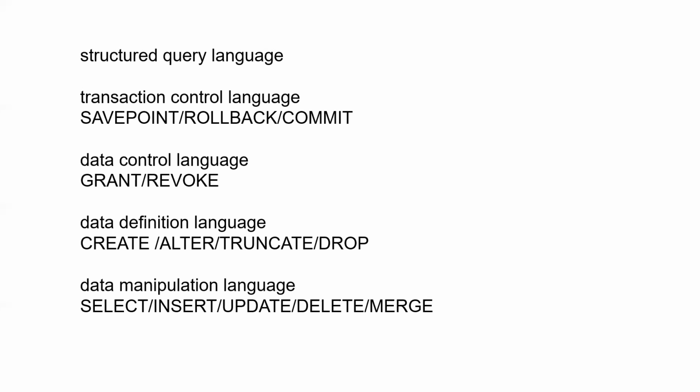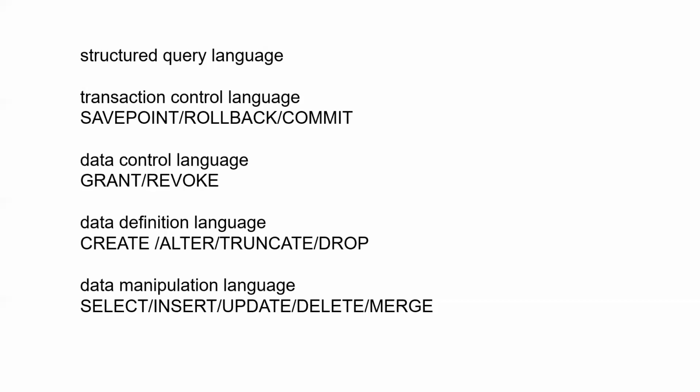DCL stands for Data Control Language. It's what it sounds like. It controls who can access the data and when. There are 2 commands. There's grant and there's revoke. It's pretty self-explanatory. You can grant privileges and you can revoke privileges.